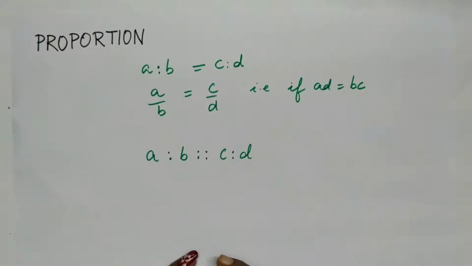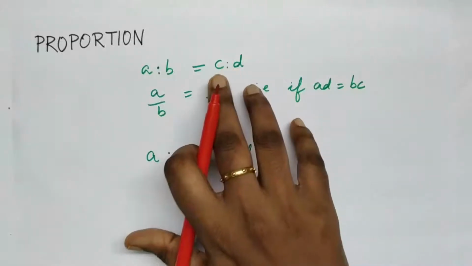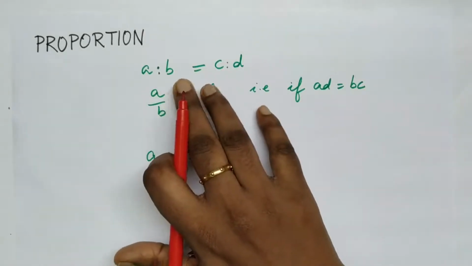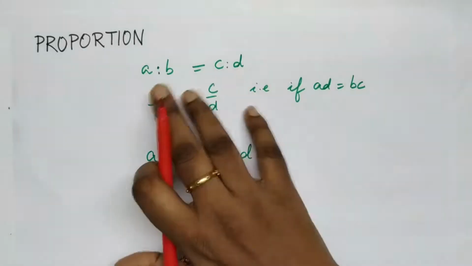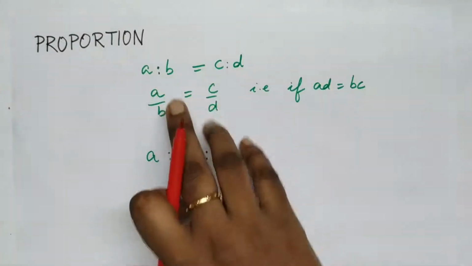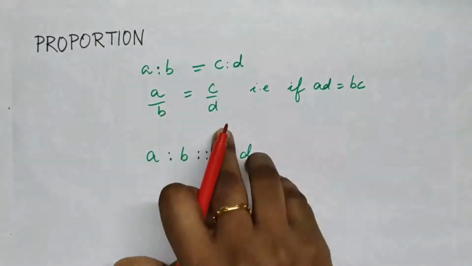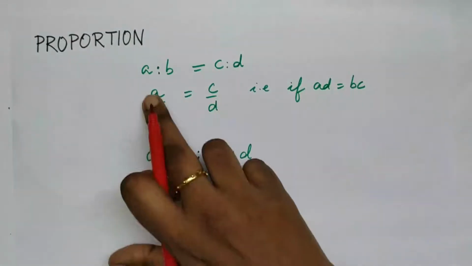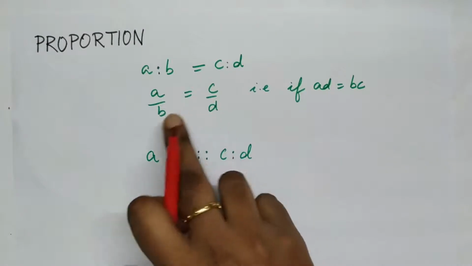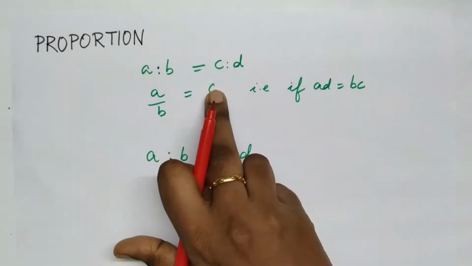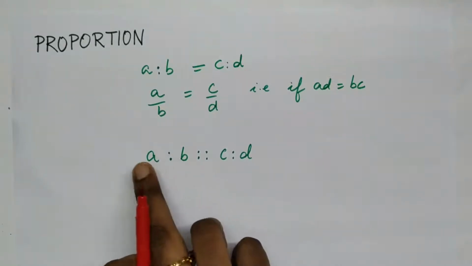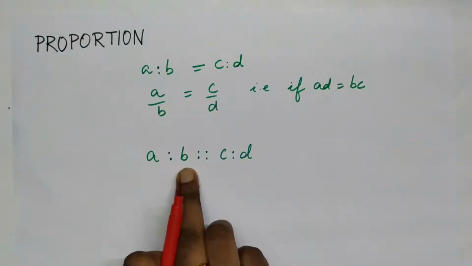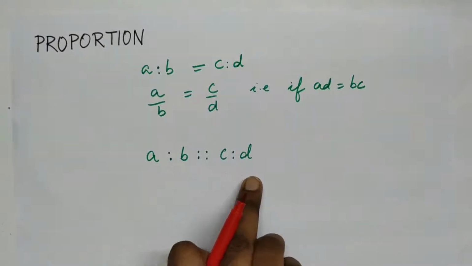An equality of two ratios is called proportion. Suppose I have a ratio A is to B which is equal to another ratio C is to D, then I can say that they are in proportion if A by B is equal to C by D. That is, A into D, I am cross multiplying, is equal to B into C. So I can represent the proportion by a double colon sign. So it becomes A is to B is proportional to C is to D.